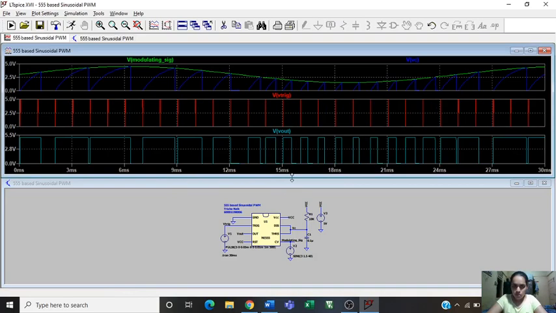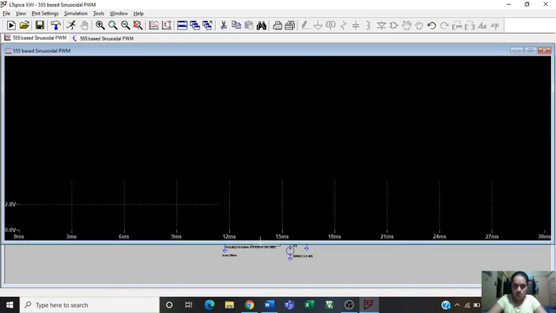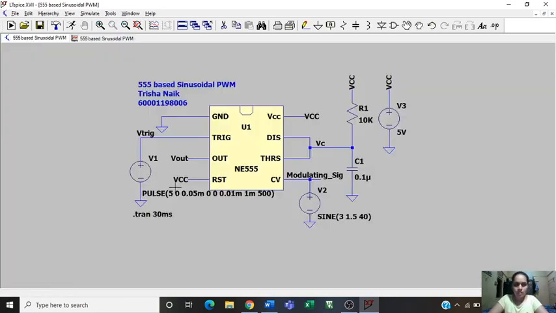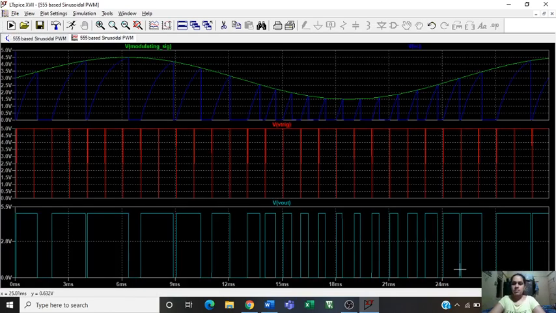Let's maximize this. As I can see, the green one is my modulating signal which I have given. Its positive peak is at 4.5 volt, its negative peak is at about 1.5 volt. These spikes are my capacitor or VC voltages. This is the trigger which I have applied to this pin, and this is my output.